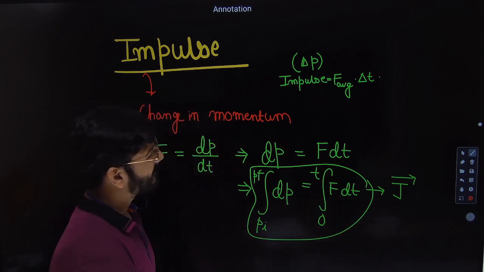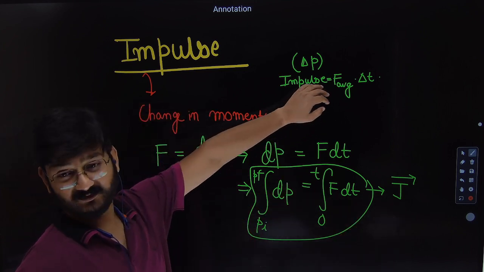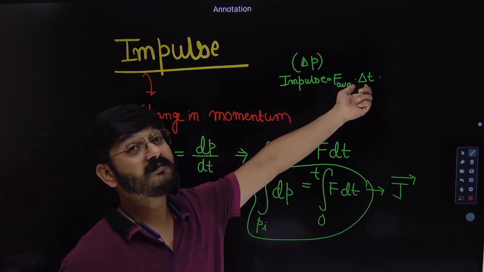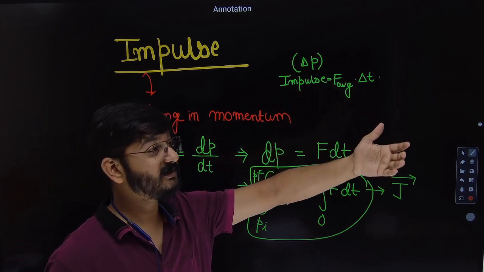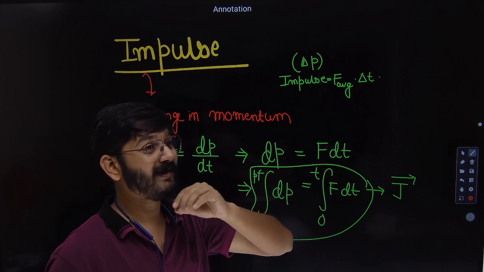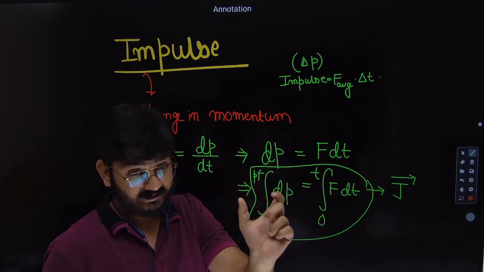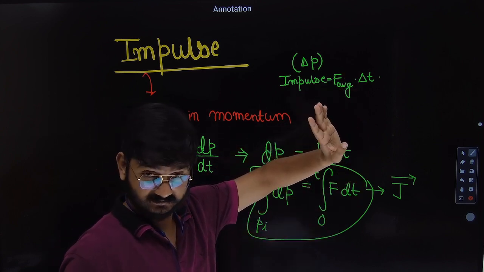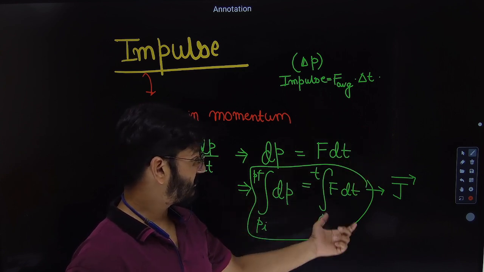This is J. Okay. Is it clear? If the force is average and there is a time interval given, delta t means what? Time. Suppose they say the force is acting for 0.3 seconds. There is a time interval. So delta t. Okay. If it is instantaneous, this thing.